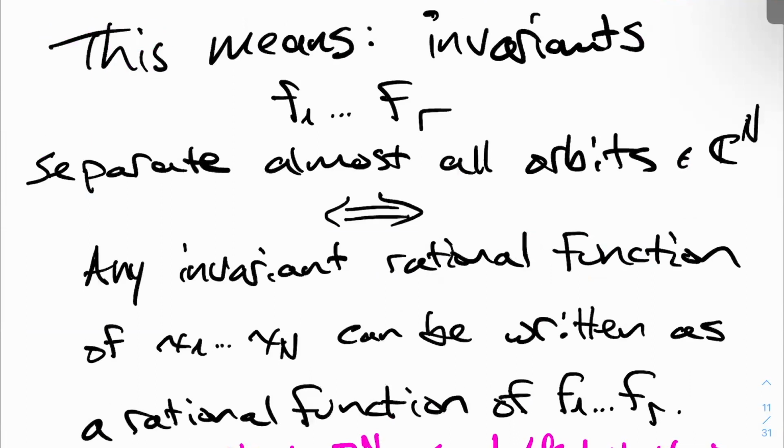For those of you whose background is not coming from algebra, I'm going to tell you what this means. This means that the invariants separate almost all orbits, and by almost all, I mean all of the orbits away from a closed measure zero subset. Specifically, a Zariski closed subset, if that means anything to you. If and only if an arbitrary invariant rational function of the coordinate functions can be written as a rational function of these specific invariants. Did that parse?